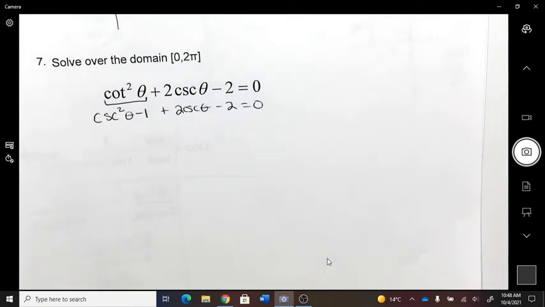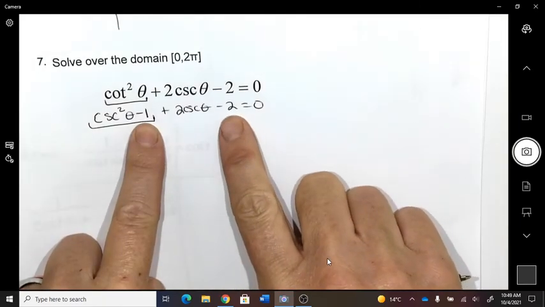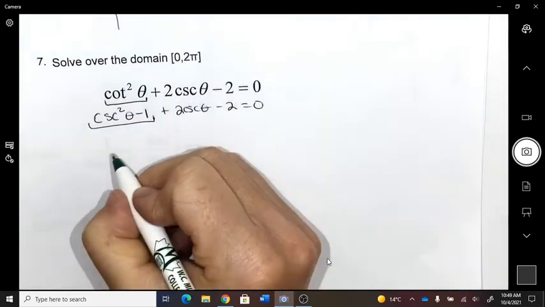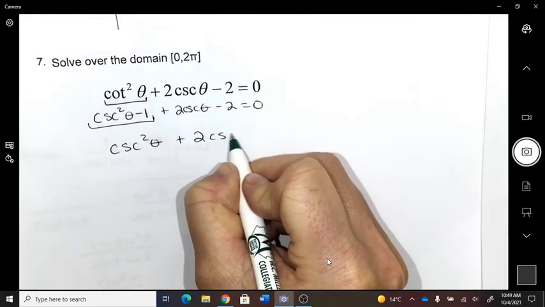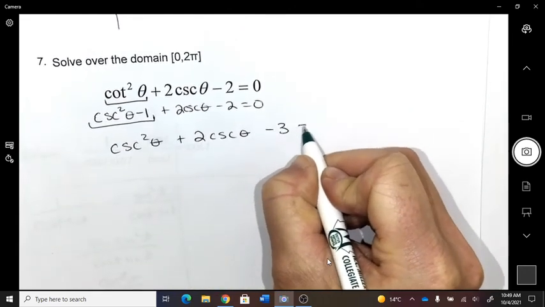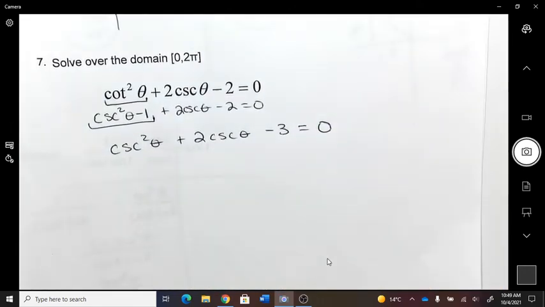Okay, so I made a replacement. That's all I did. Formula sheet. Okay, I'm going to make it look like a good quadratic. I'm going to put the numbers together. So that was me just combining the -1 and the -2.